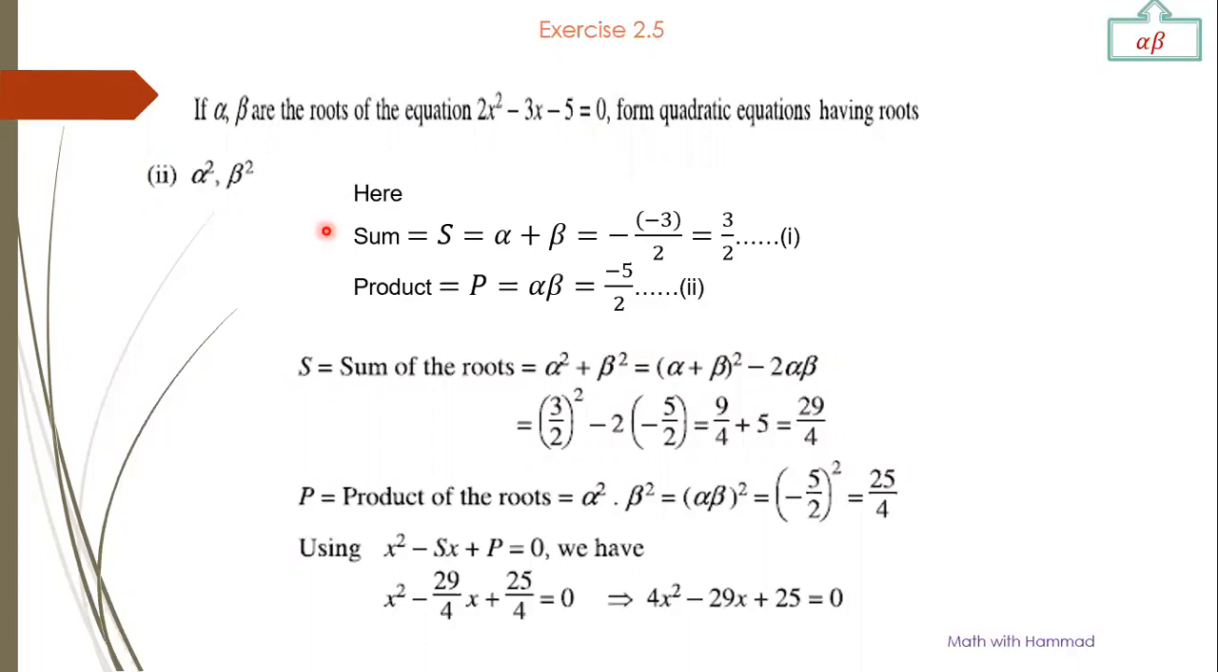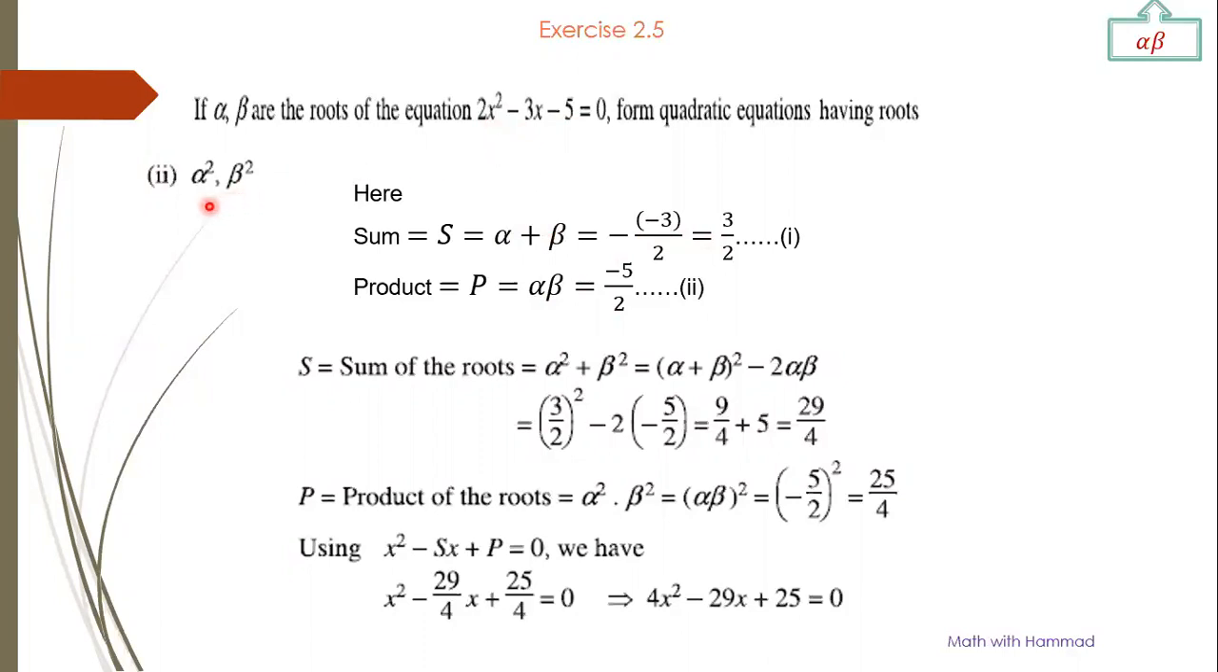To solve such cases, first of all, we have to find the values of alpha plus beta and alpha into beta from this equation. Alpha plus beta means minus b over a. Here b is minus 3 and a is 2. So minus into minus is plus, answer is 3 by 2. And the product is c over a. C is minus 5 and a is 2. So P is equal to alpha beta, that is minus 5 by 2. This is compulsory for solving this equation. Now move to the next part.